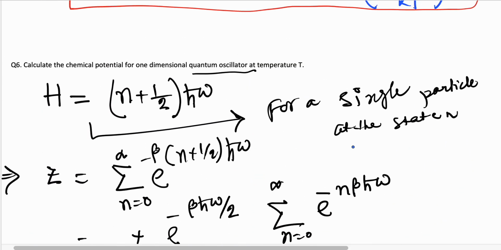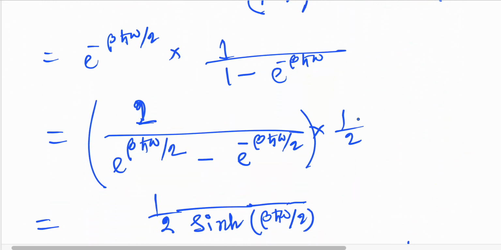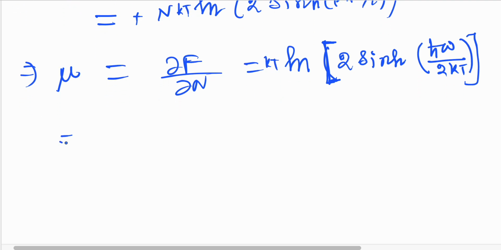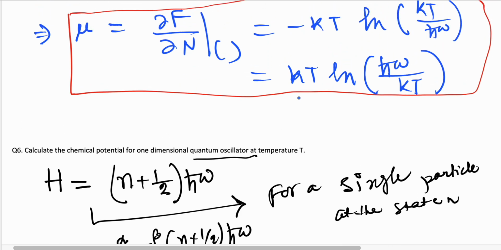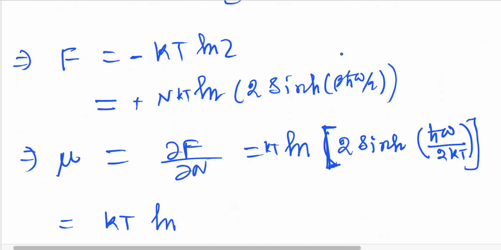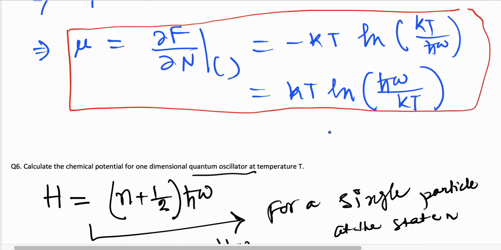Now if you want to compare with this, there will be some kT also, so kT is there. So now we want to compare it with this classical counterpart. So this is the chemical potential. Now we want to compare it with its classical counterpart.